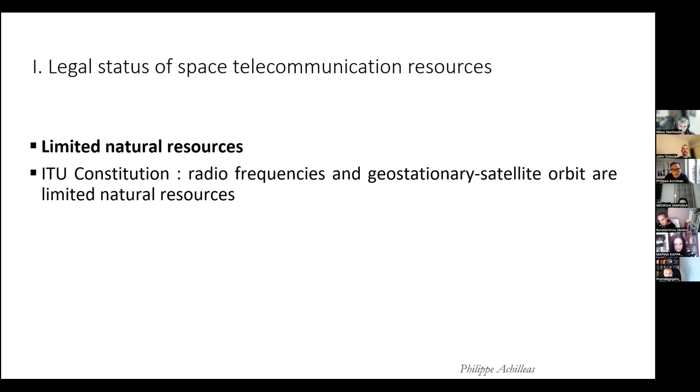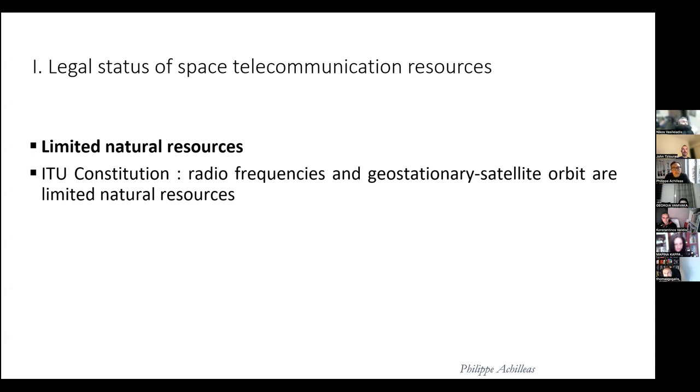As I said, for the frequencies, we cannot expand the number of frequencies available for communications. And today, we use more and more frequencies because we are living in a world of permanent connectivity, because we have all our mobile equipment like mobile phones, computers, etc. We use more and more frequencies, and we can't add new frequencies to communicate. So the spectrum is a limited natural resource.